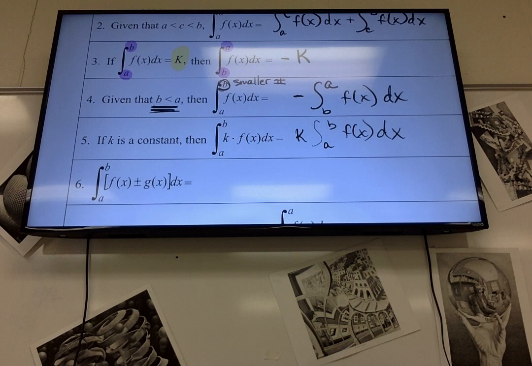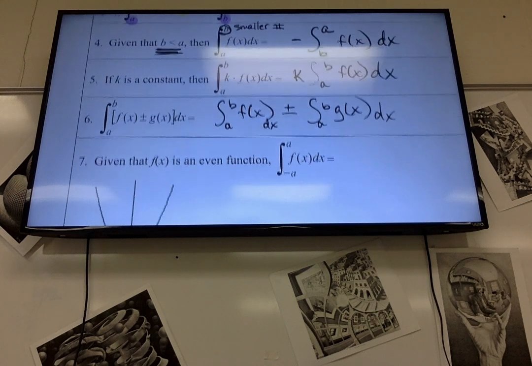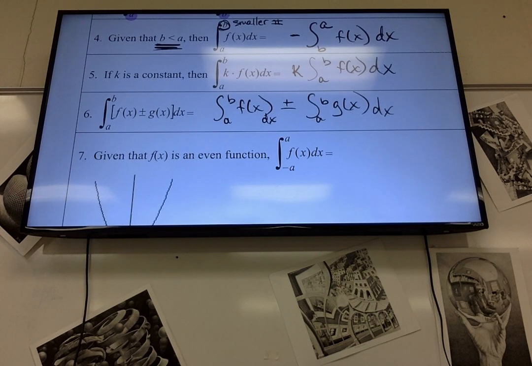On number 6, also, we have already done this, we just haven't formalized it. If you're taking the antiderivative of two things added or subtracted, you can separate that out. It's kind of like you're distributing the antiderivative. You can find the antiderivative of the first, plus or minus the antiderivative of the second one, both dx. Which we already do, because we do them separate anyways.